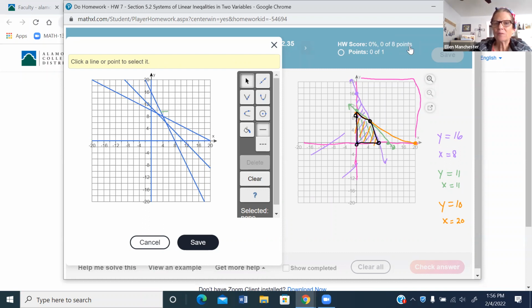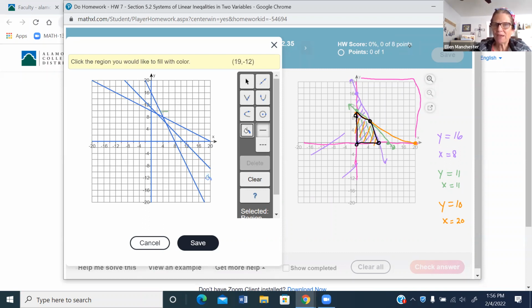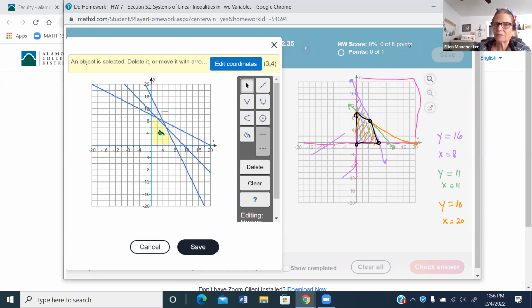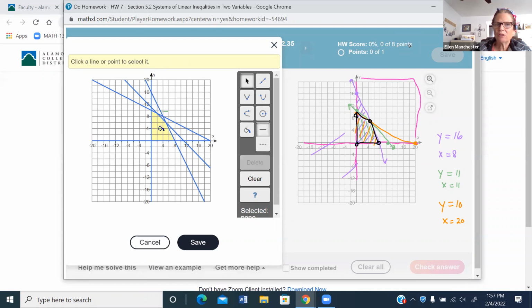Okay, now I come over here, I pick up my paint can, I place the can where all three colors intersect, I click, and there it is. So you can see if you don't have that Y and X is greater than or equal to 0, this would have shaded all over in here, all over down in here in these three other quadrants. We only want it in this first quadrant.